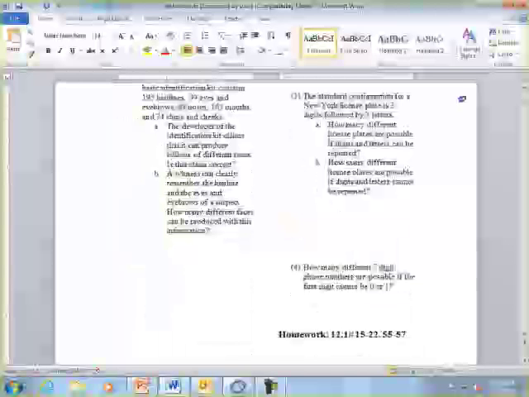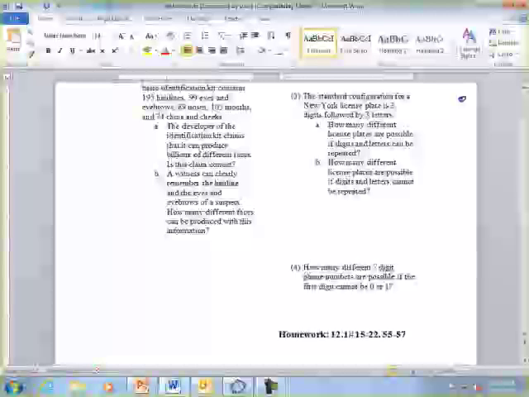The standard configuration for a New York license plate is 3 digits followed by 3 letters. So what I like to do is make myself some blanks to fill in. I've got 3, and I'm going to choose digits. And then I need 3 more things, and those are going to be letters. Part A says, how many different license plates can we make if we're allowed to repeat our choices? So if a license plate like AAA was okay, if we're allowed to repeat, how many different license plates could we make?